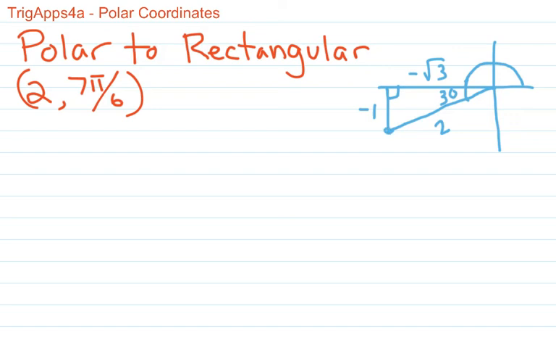So that's great and all, but what if we can't draw that picture as well as we can with a special triangle? We don't really need special angles. So the first thing that we'll do is we'll start with the x component, and we'll say that x is equal to r cosine theta.